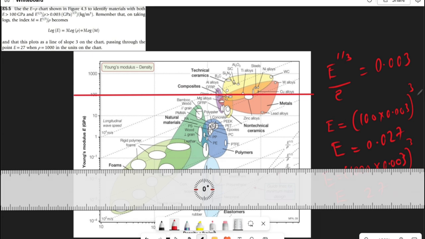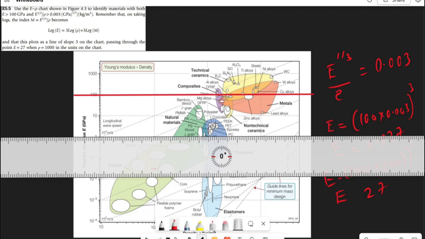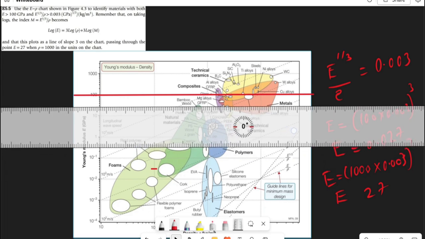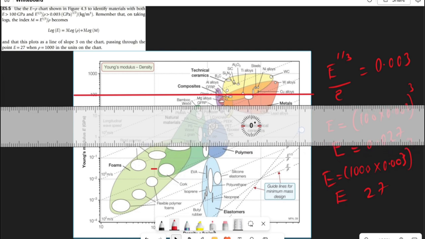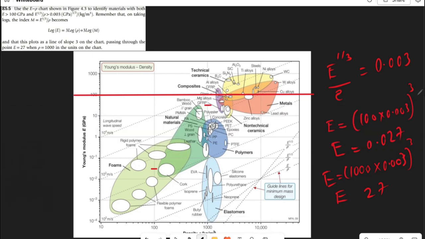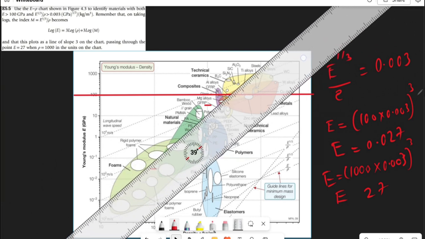So we now draw a line at 100. We now draw our first point. Then the next point is when density is 1000, which is here, and our E is 27. So we'll go to 27. This is 10, this is 20, so 27 should be somewhere here. So at 1000, our E is somewhere here. Now that we have these 2 points, we can draw a line, so we get our ruler again and draw a line that passes through these 2 points.